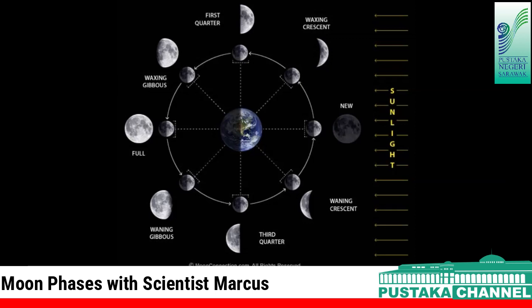As the moon orbits the Earth, we can only see a portion of the lit-up side. When we can see 100% of the lit-up side, this is a full moon. When we can't see any of the lit-up side, this is called a dark moon or new moon.